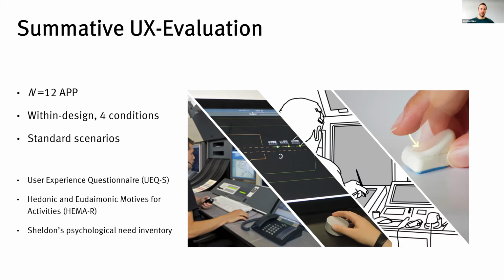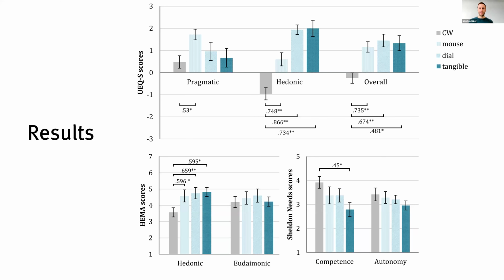So this was the UEQ, in the short version, of course, they had to complete it 4 times. Then the hedonic and eudaimonic motives for activities, HEMA-R. And from Sheldon's psychological need inventory, we took the 2 dimensions, competency and autonomy. And there's a lot of results on that slide.